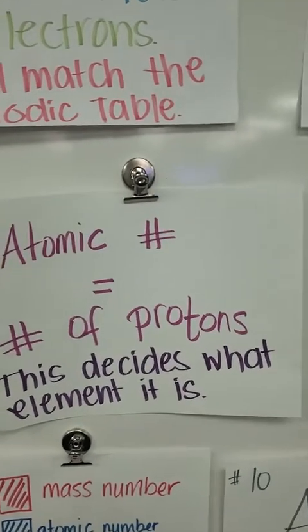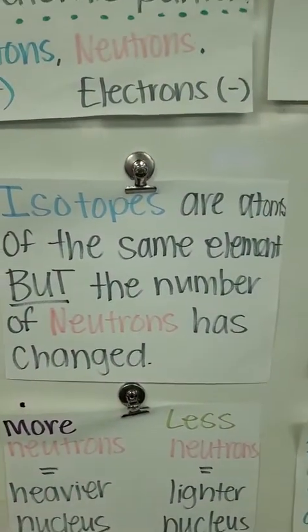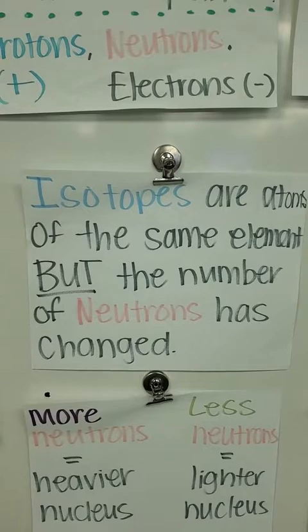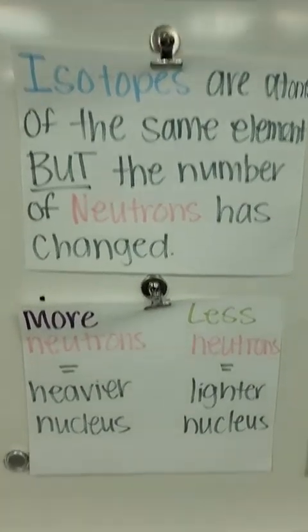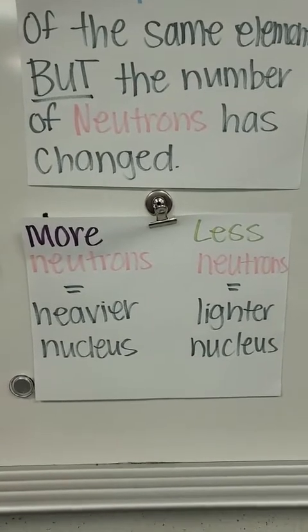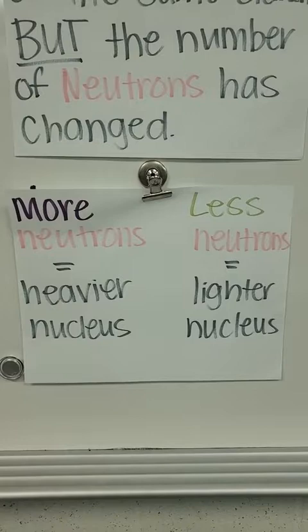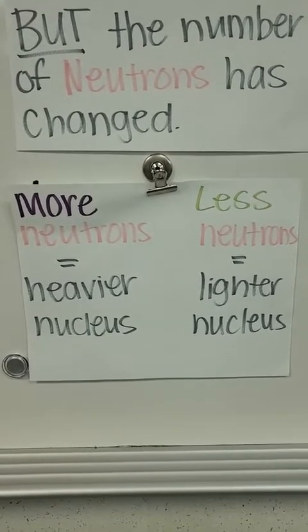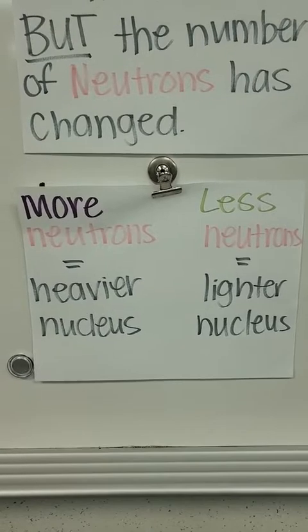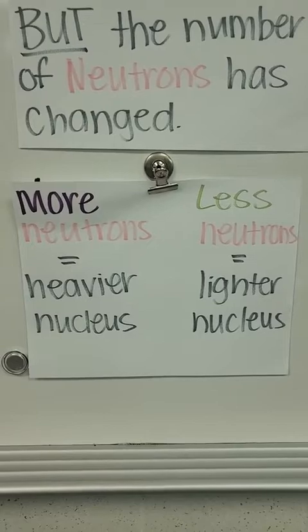All right. The other kind we have to talk about are our isotopes. They are atoms of the same element, but our number of neutrons has changed. More neutrons means that it has a heavier nucleus. Fewer neutrons means that it has a lighter nucleus. So the atomic mass is changing. Your mass number is changing, but the element itself does not.